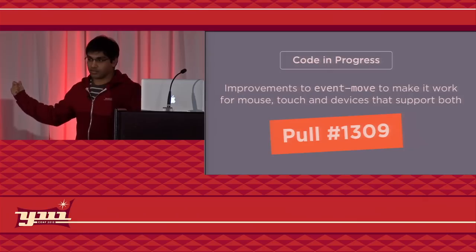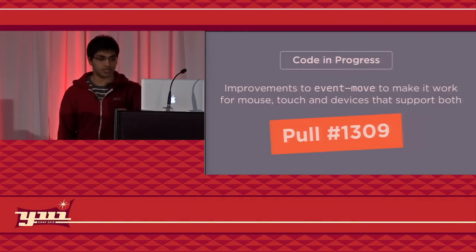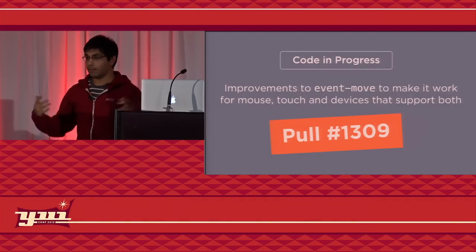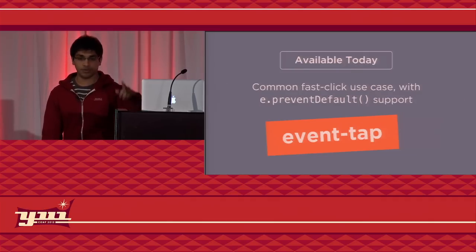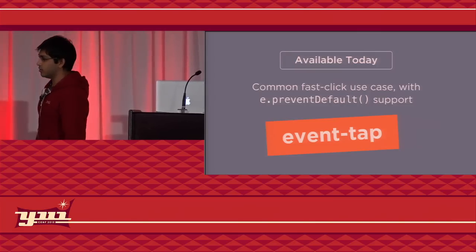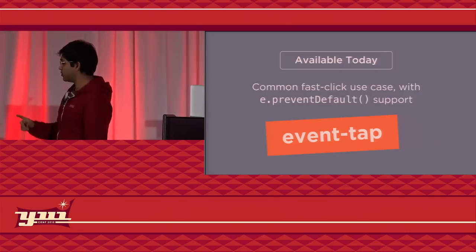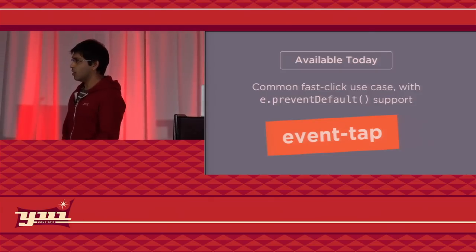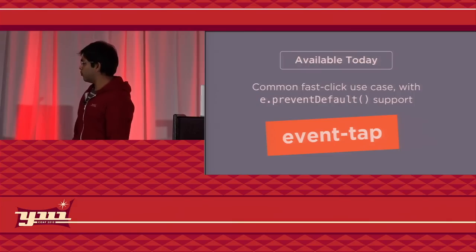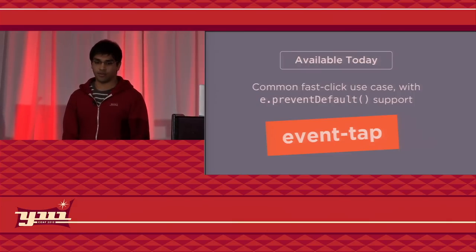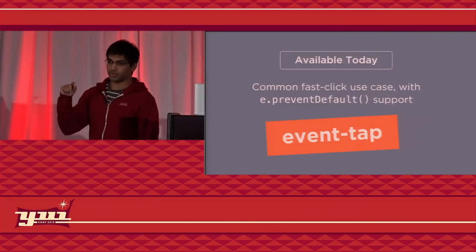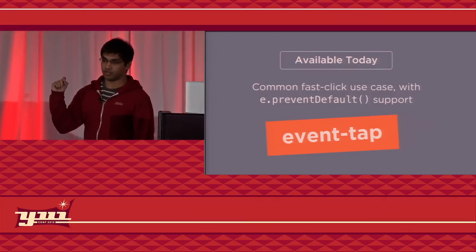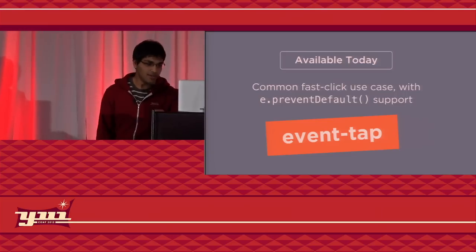There's a pull request 1309 that has improvements to event move to make it work for mouse and touch and devices that support both, kind of what I was saying. And for the common use case, the one I mentioned earlier, the fast clicking on a button, we already have that because we improved event tap a few months ago, and we added support for prevent default. So you can now tap, and a tap is basically a fast click regardless of where you are. So you can say button.on tap and e.preventDefault because I don't want the page to change, and then do whatever you want, and that'll work. I'll give you a demo soon.